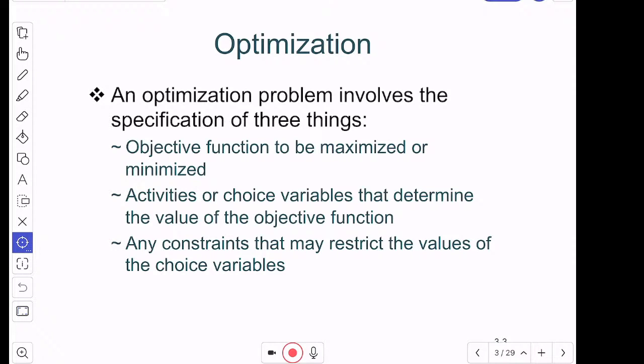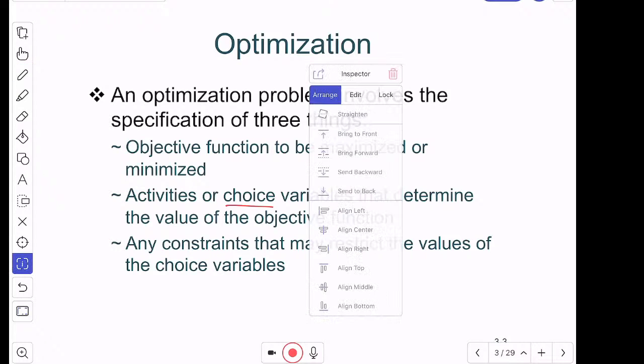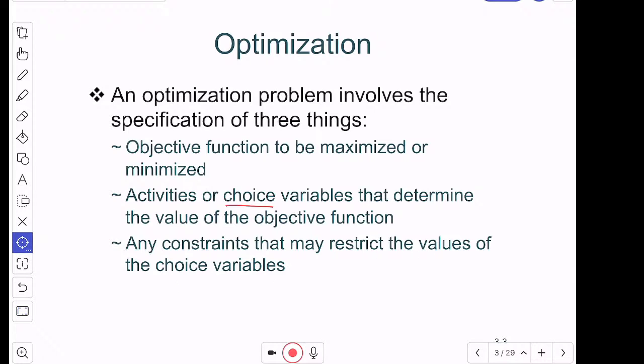An optimization problem involves the specification of 3 things: the objective function to be maximized or minimized, the activities or choice variables. That's the key word there, okay? This is what you're trying to do. You're trying to determine the level of that variable that optimizes your objective function. And you need to include any constraints that restrict the values of the choice variables.